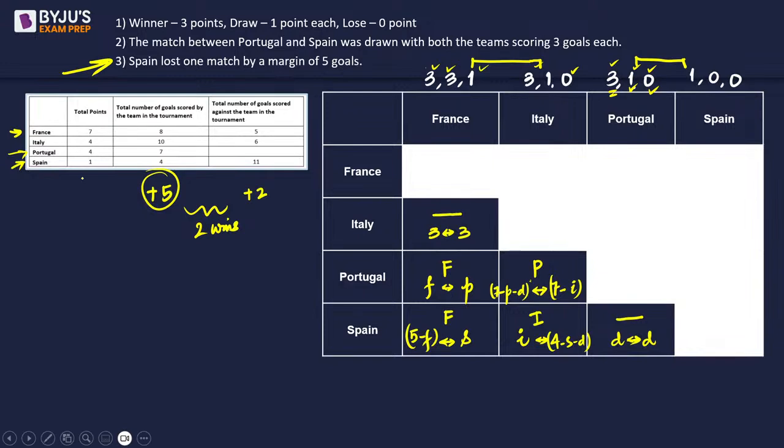लेट्स यूज द लास्ट स्टेटमेंट, स्पेन लॉस्ट वन मैच बाय अ मार्जिन ऑफ 5 गोल्स। सो स्पेन के 3 मैचेस इधर हैं। स्पेन ऑब्वियसली इज नॉट गोइंग टू लूज द लास्ट मैच बिकॉज दैट मैच वाज अ ड्रॉ, राइट। सो स्पेन जो है एक मैच 5 गोल के मार्जिन से हारता है। So that means 5 minus f minus s is equal to 5, right? इसको अगर सॉल्व करेंगे तो हमें आ जाएगा f is equal to s. This is one case.